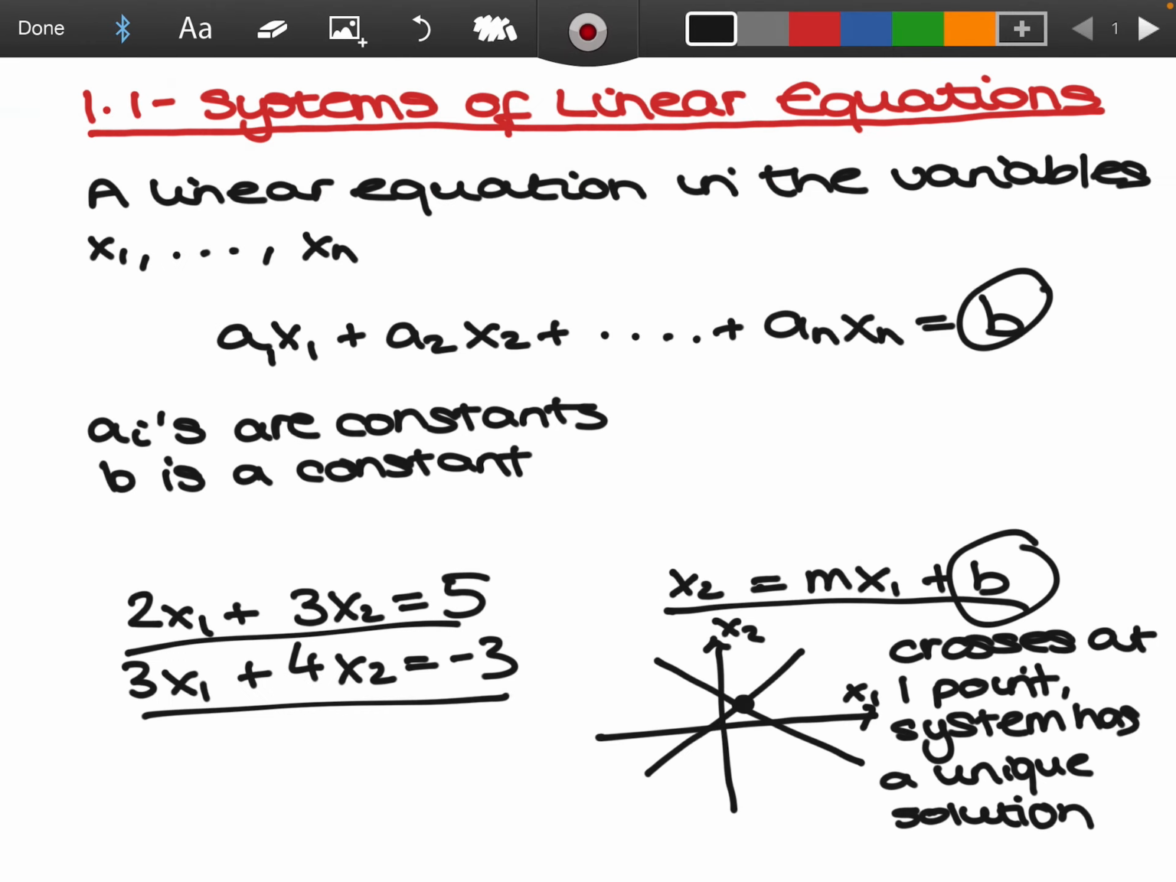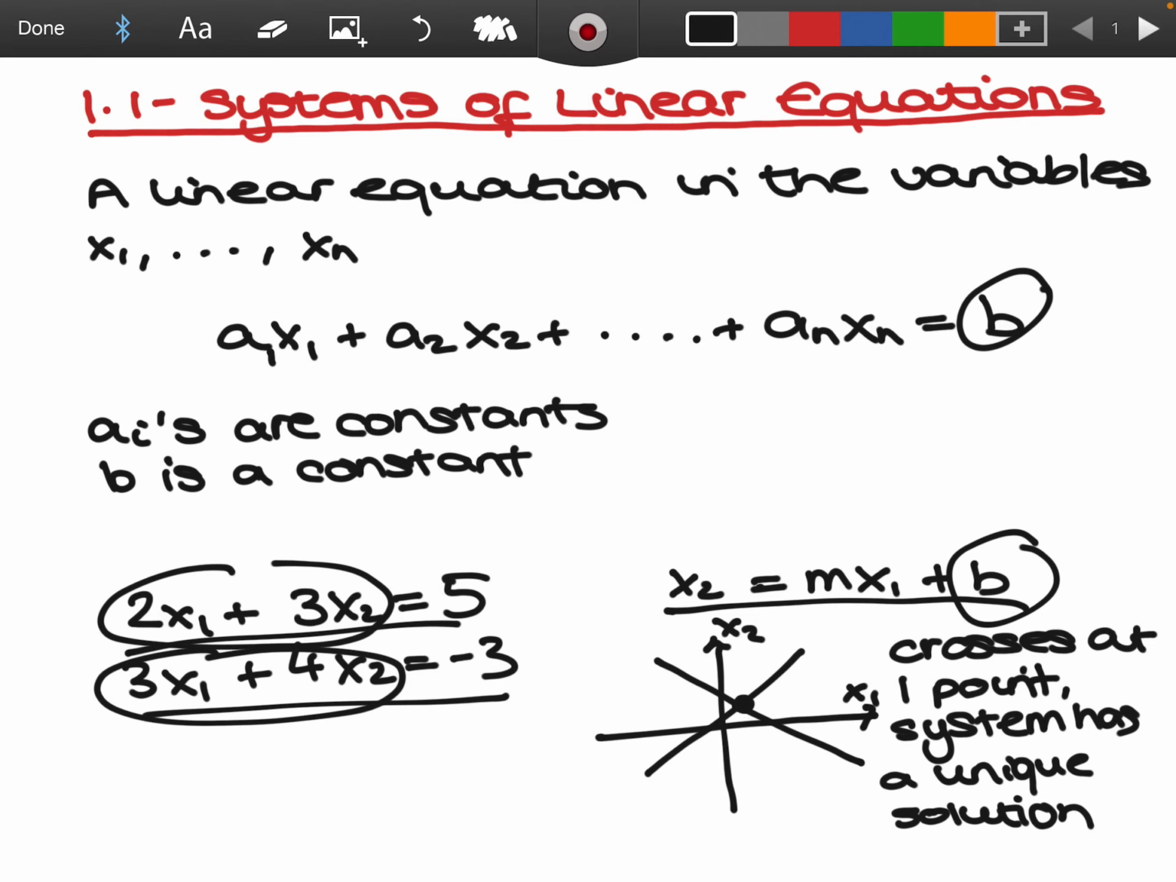So if we come back here, it would mean that the left-hand sides of these equations would actually just be scalar multiples of one another. So you could have 2x1 plus 3x2, and then 4x1 plus 6x2. So your left-hand sides are multiples of one another, but most importantly, your right-hand sides are not the scalar multiples of one another. So they could be 5 and -3 in this case.